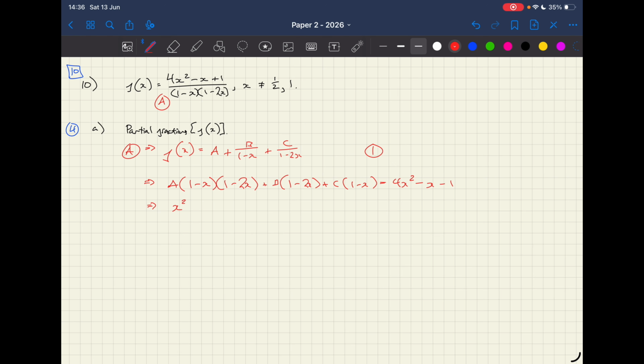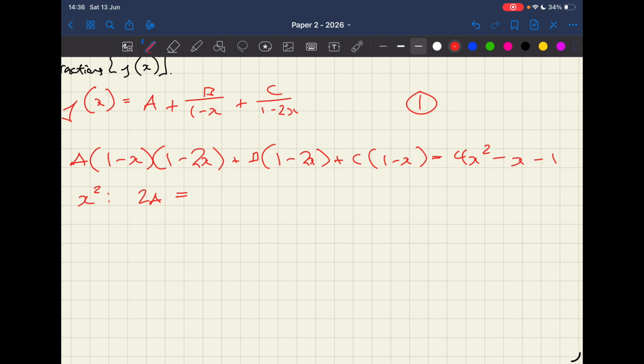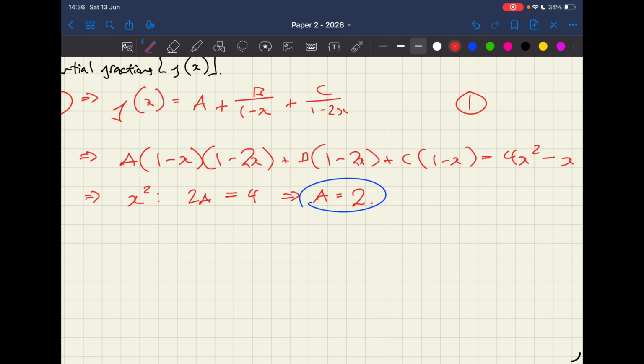Let's first compare the coefficients of x squared. In here, if we were to expand out these brackets, I get a minus x there and a minus 2x. So that's positive 2x squared. So overall, I'd have positive 2A x squared. So 2A, right hand side, I have 4. So that's going to tell me A is equal to 2. Looks good.